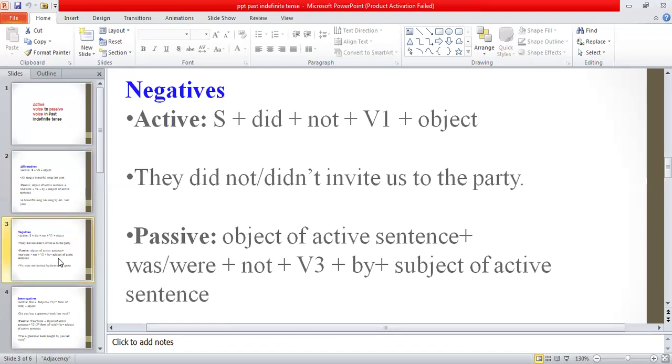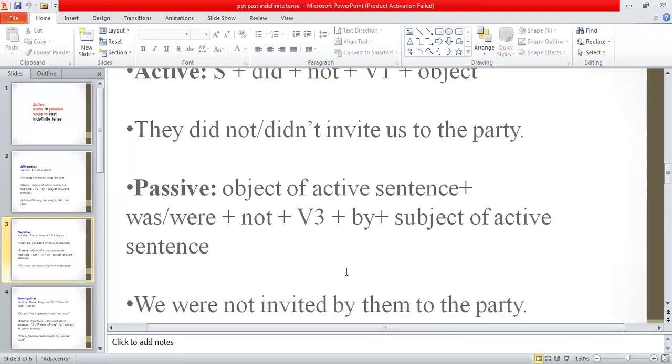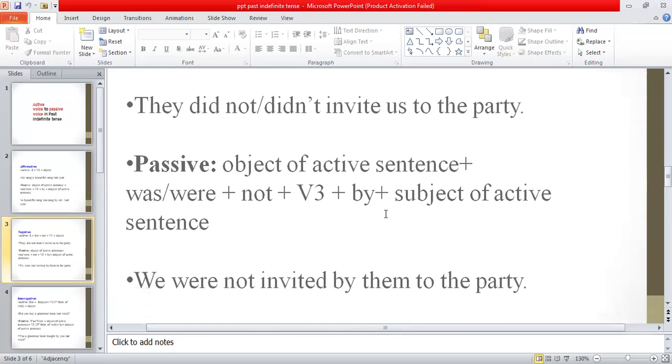Then we come to negative sentences. The active sentence of the negative sentence has the construction subject plus did plus not plus first form of the verb plus object. Suppose you can see in the example, they is the subject, did not is the verb, invite is the main verb, and us is the object. So in the passive sentence, the object of the active sentence will come in the beginning, and then you are going to have was, were with not plus subject of the active sentence. So in this way, you can change your sentence from active into passive voice.